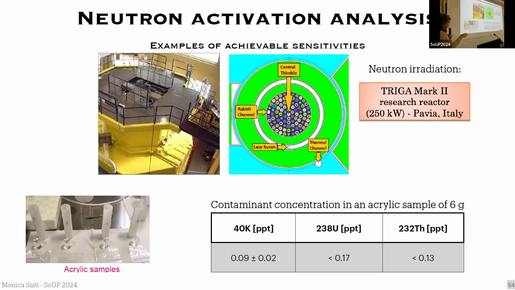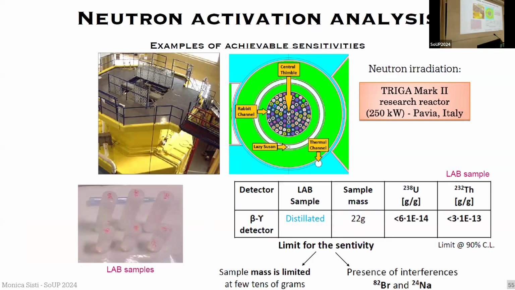This is usually the rotatory channel that we use for the irradiation of the samples. And this is, for example, the contaminant concentration that we measured in an acrylic sample of 6 grams that you see here. And these are the results that we obtained for potassium, uranium, and thorium. So we can easily access the sub-PPT sensitivities.